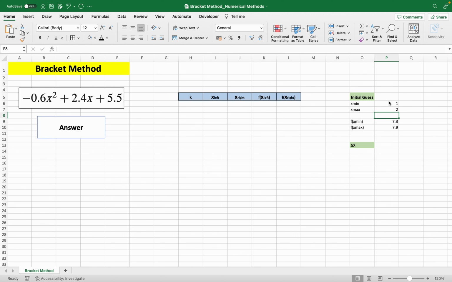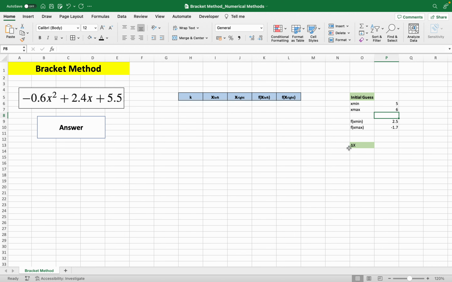So let's try 1 and 2. Still, positive 7.3, positive 7.9. We can't use that. 2 and 3, same thing. 3 and 4, same thing. 4 and 5, same thing. 5 and 6. There, right? We have a positive 2.5 and a negative 1.7, which means that we can use these initial guesses because in between 5 and 6 is where the root of this function lies. So it can be 5 point something, which is probably the root of this function here. So when you have a positive and negative evaluation, you know that you can proceed.